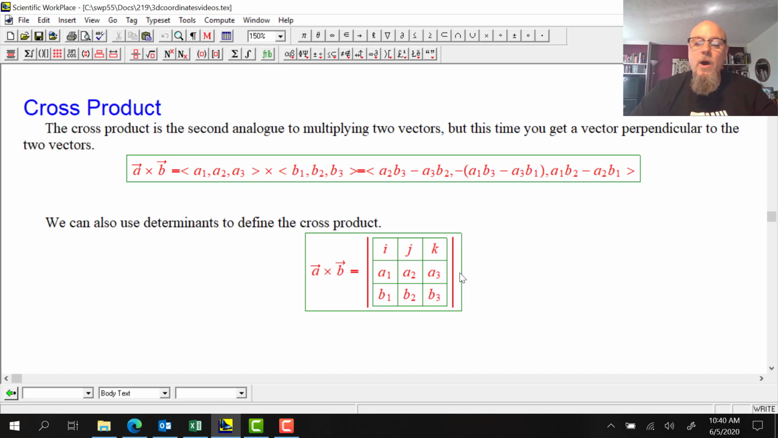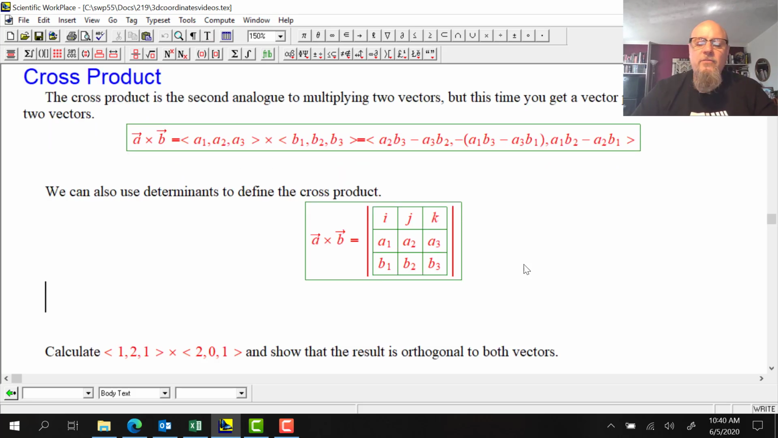If you already know how to take the determinant of a 3 by 3 matrix, sometimes this is an easier way to remember the formula. If you're not so familiar with linear algebra and determinants are not so comfortable, then maybe this algebraic way is the way to remember the formula. Either way, we've got our component-wise way of expressing the cross product of two vectors. And you get a vector, a 3D vector.